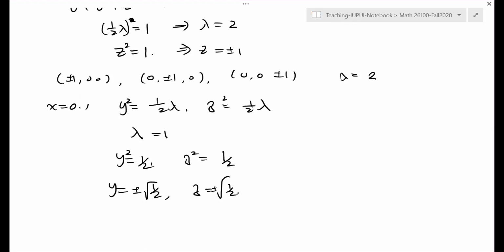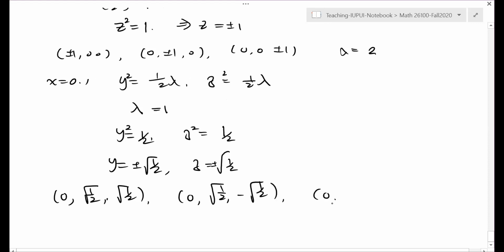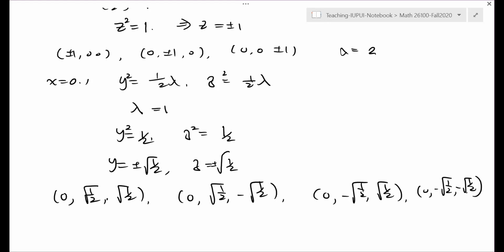You got too many solutions here. You got lots of points all over this sphere. Those are called the critical points. So this is going to be 0, plus minus root 1/2, plus minus root 1/2, all those 4 points, and similarly, you can switch the order. 0 could be in the middle. It's very similar, by symmetry.